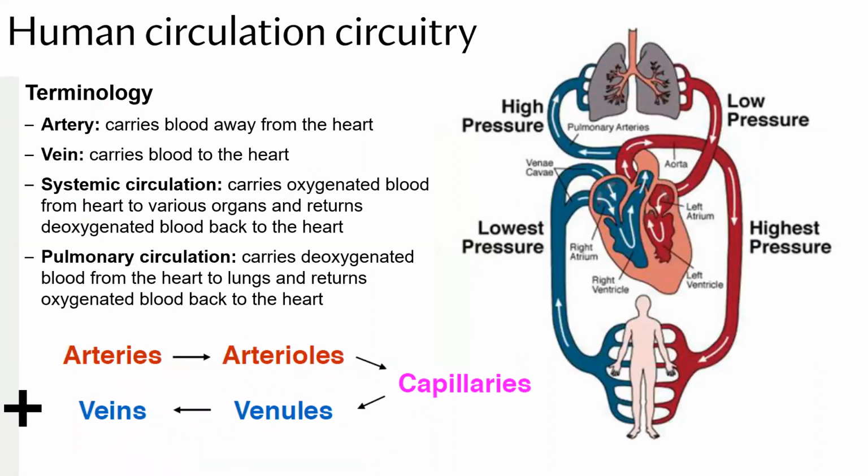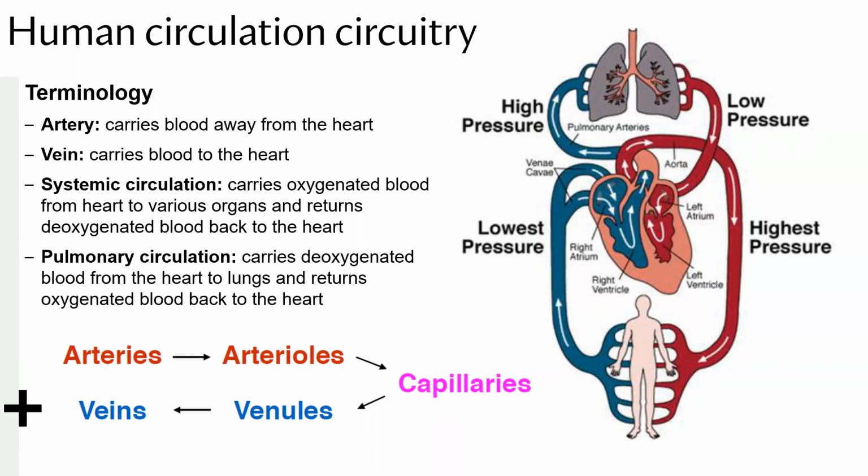We're going to look at the human cardiovascular circulation circuitry, and to start, we're going to understand some of the terminology here. So the arteries are the vessels that carry blood away from the heart. Veins are vessels that carry blood back into the heart. Systemic circulation refers to circulation that happens between the heart and all the other organs. The pulmonary circulation is what happens between the heart and the lungs.